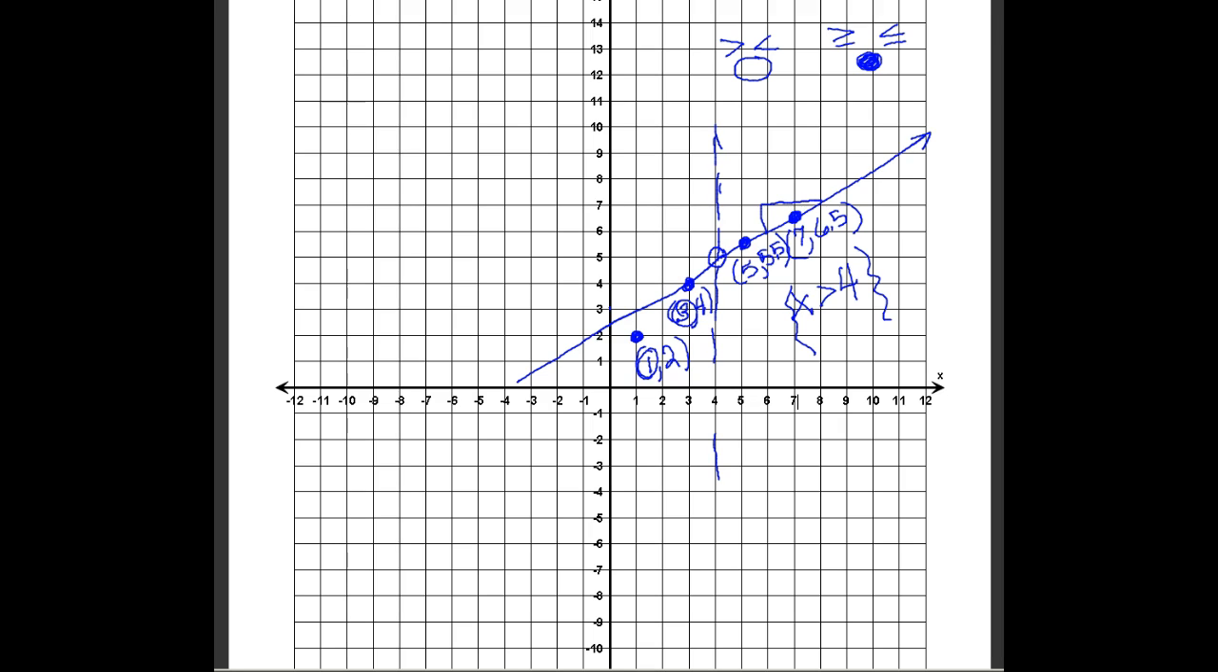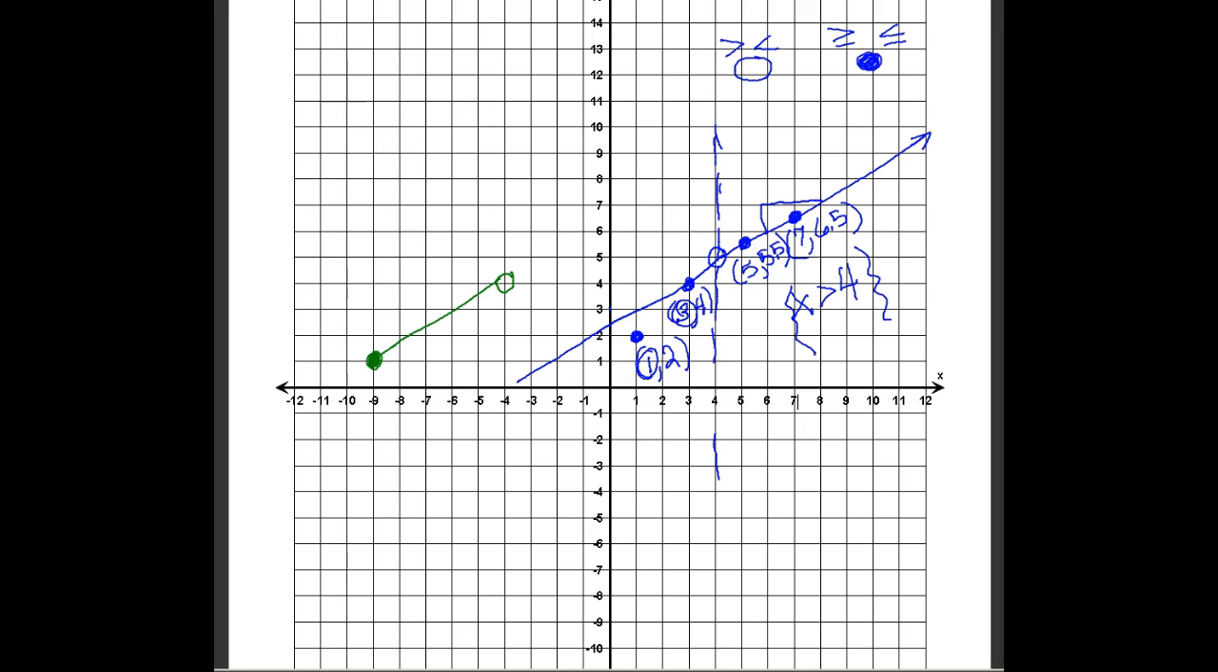So let's put another one on here and see how to read it. I'll do it in another color. Let's say we've got a closed circle right here and an open circle right here, and then our line is in between. So what we're talking about here is a closed circle, so that's going to be a less than or equal to, and this is going to be just a greater than or less than.